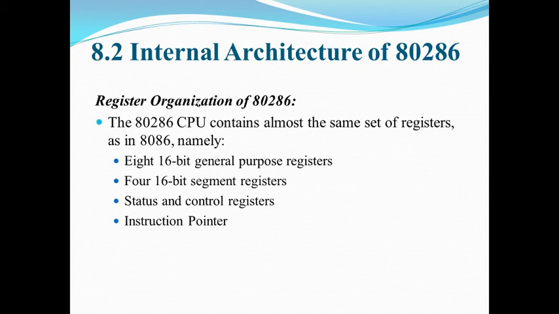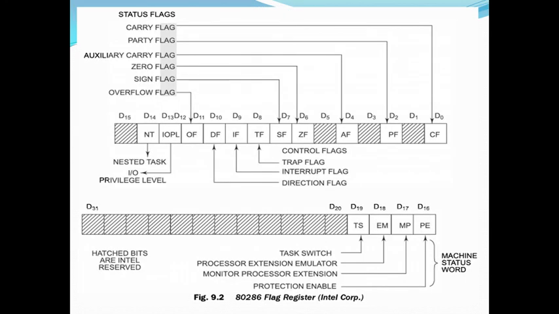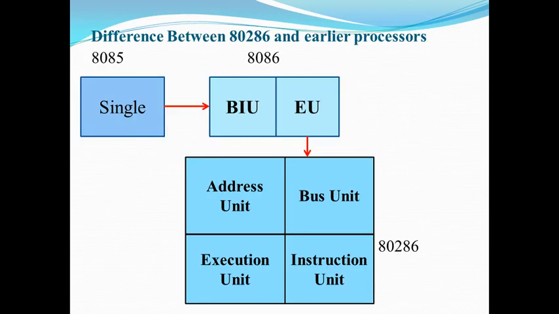Register organization. In case of the architecture of 80286, the register organization is almost the same as that of the 8086: general purpose registers, segment registers, offset registers and status and control word. Again we have seen the flag register of 80286 and the machine status word, and again the 4 units of 80286. So how the pipelining concept increases the speed of 80286, that we have seen through this figure.